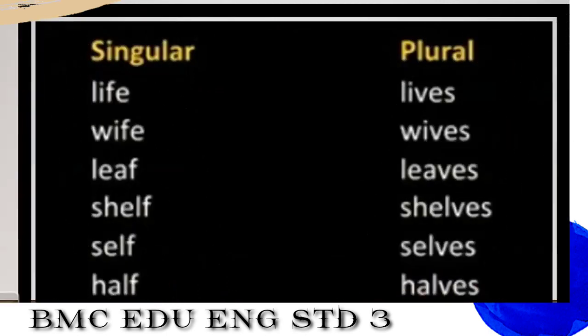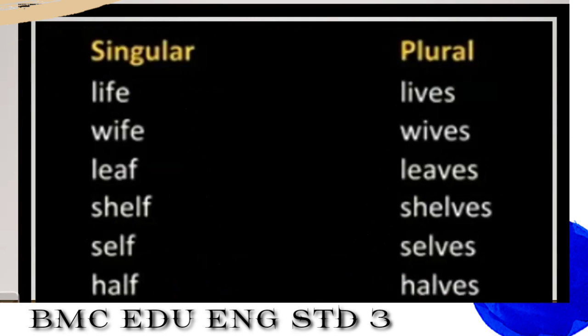Now see singular and plural form. Life, lives. Now in these words, life, wife, leaf, shelf, self, half, these words are ending with what? Either FE or F. So in plural form, what we did, we removed FE or F and added VES.